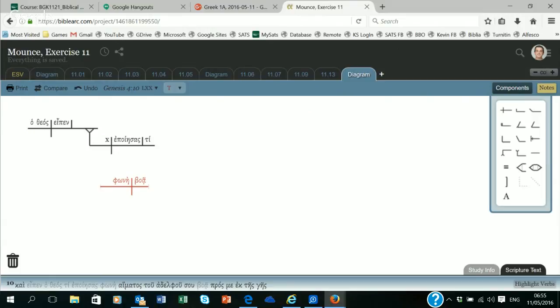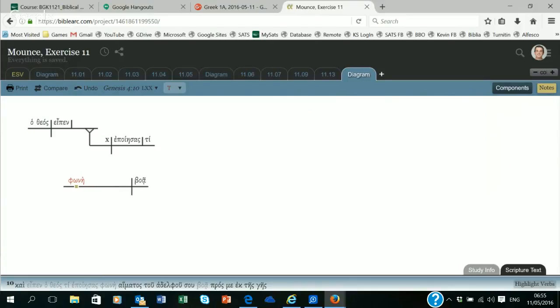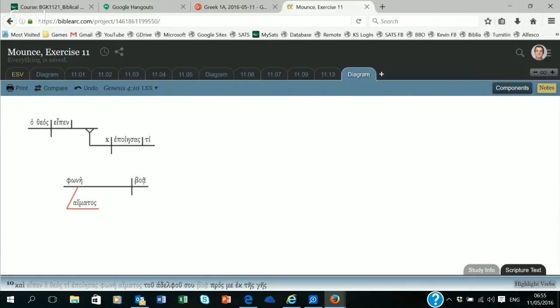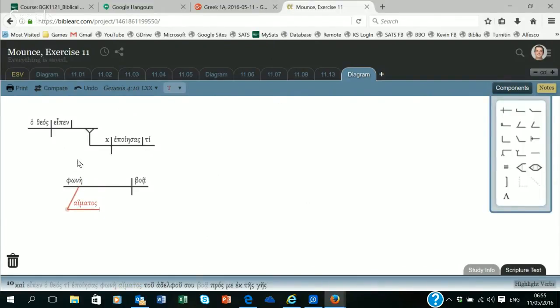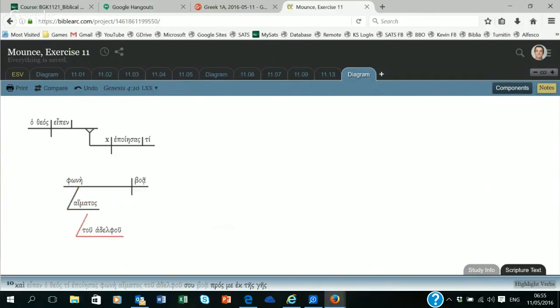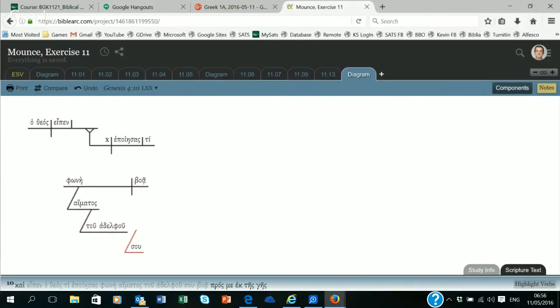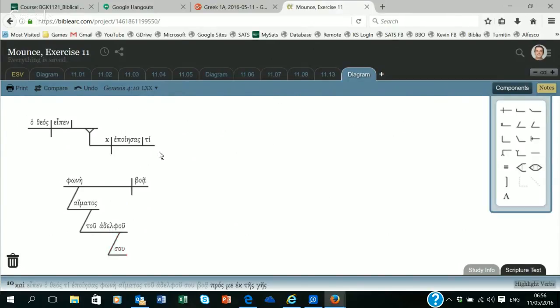I'm going to need a bit more space to show the subordinates here, so let's move that a little bit like this. So it's the voice. What voice? The voice of blood. Genitive chains, you end up taking them down, down, down. Voice of blood. Whose blood? Answer: the brother's blood. Adelphou, the blood of the brother. Whose brother? Yours. Sou. Okay, so we've got the voice. What voice? Voice of blood. Whose blood? The brother's. Whose brother? Yours. That's kind of how that's working.